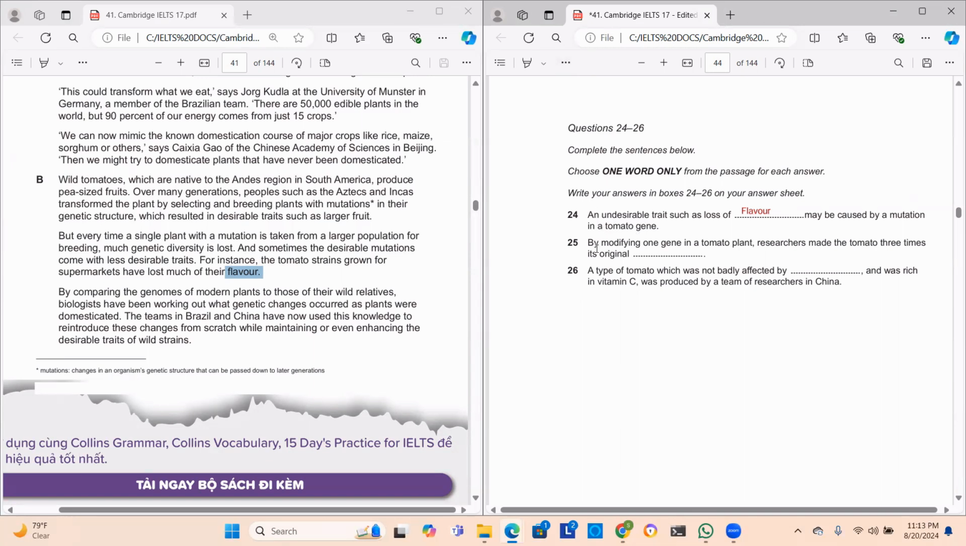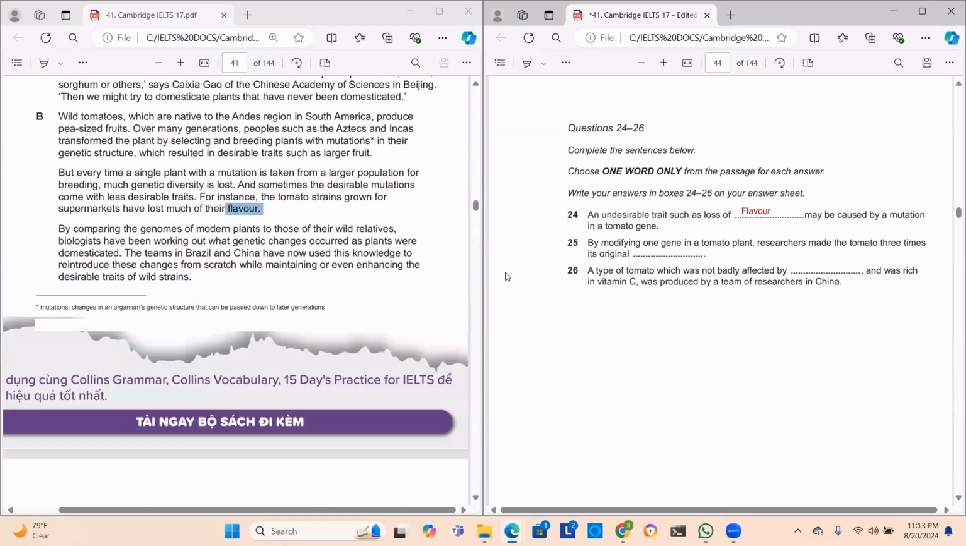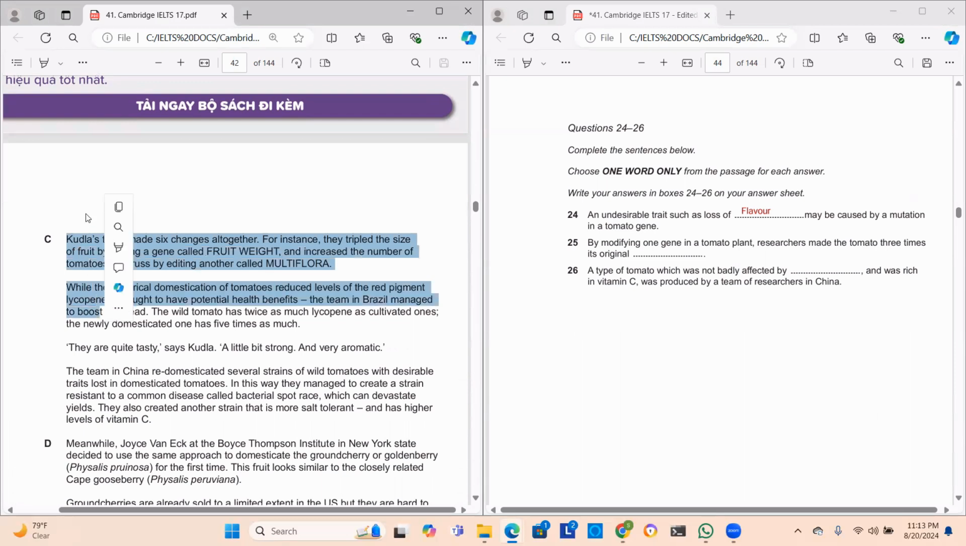By modifying one gene in a tomato plant, researchers made the tomato 3 times its original dash. Fill in the blanks will come in order. One more technique, one more strategy is that fill in the blanks will come in order. So the 24 answer was in paragraph B. Now 25 will be after that, but cannot be before that. Either it will be in this paragraph or he will go to the next paragraph, C, D, E. So the answers will come in order. That is one hint.